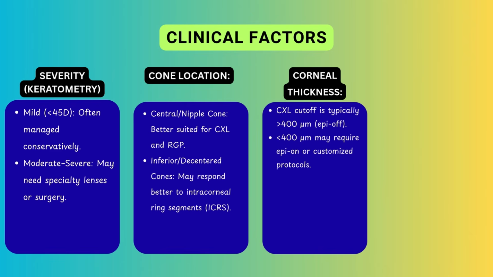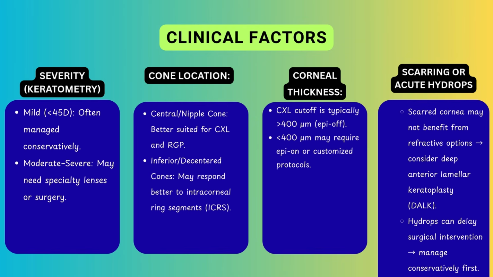Third clinical factor is corneal thickness. This is also critical. The typical cutoff for cross linking, which is a treatment to halt progression of the keratoconus, is 400 microns. And when I say 400 microns, I'm talking about the standard Dresden protocol of cross linking. Don't worry again, we'll talk about that. If the corneal thickness is less than 400, then you might have to go for epithelium on technique or customized protocols. So, what is this epithelium off and epithelium on? Stay tuned.